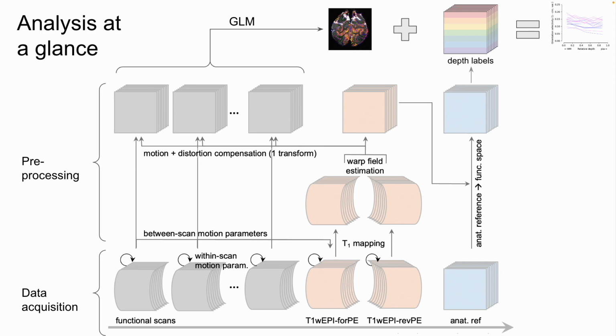I'm starting here with data acquisition, and you acquire some functional data. These are potato chipped on purpose because your functional data are distorted. And then the thing I'm focusing on is this thing I've been playing with lately, which is during that scanning session, also acquiring a T1 weighted EPI.